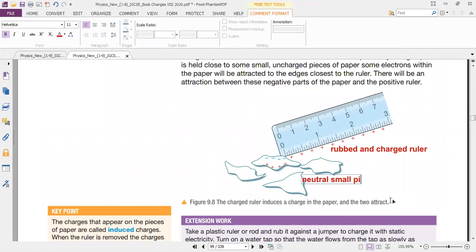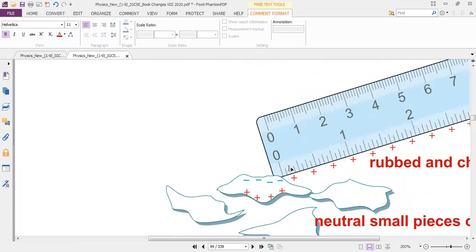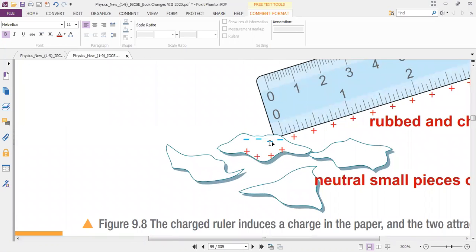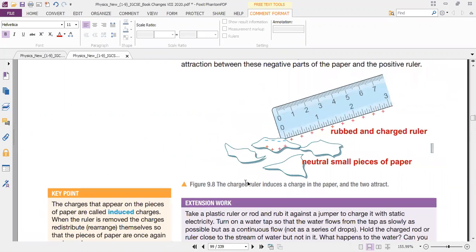Neutral small pieces of paper. If you bring this ruler closer to the small pieces of paper, the ruler will attract them. Why? Look at the paper, I'll magnify it for you. The negative charges present in the paper are attracted by the positive charges present on the ruler. That positive and negative, there is an attraction. Due to this attraction, these pieces of paper will stick to the ruler. You understand?